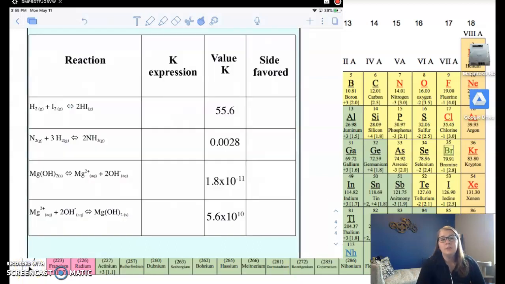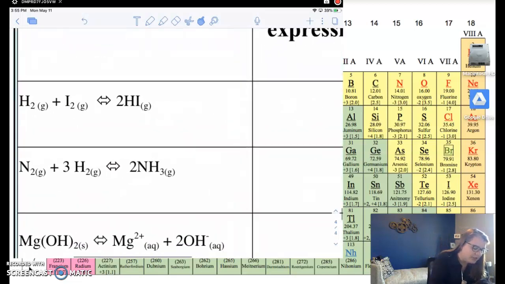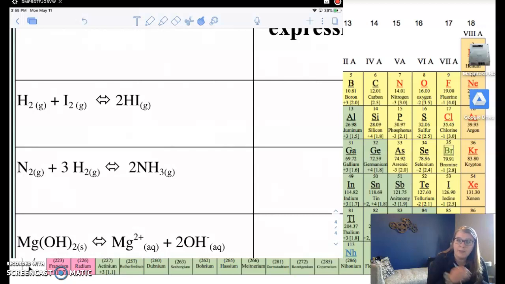So what we're going to do is practice writing some K expressions. We're not going to do any of the math, so I've already basically told you the answer, but we're going to write the actual K expression and what it would look like ahead of time. So our first reaction here is H2 plus I2 equals 2HI. If you remember, our general equation is products over reactants.